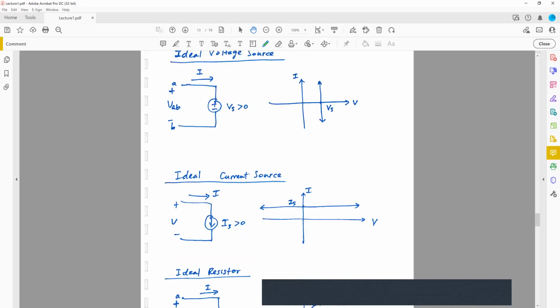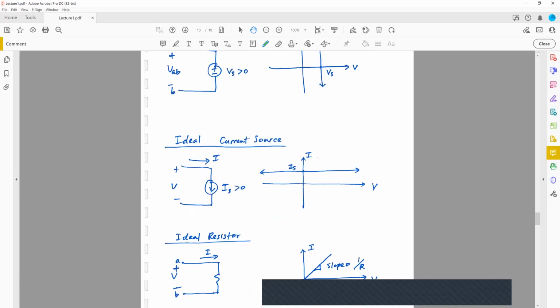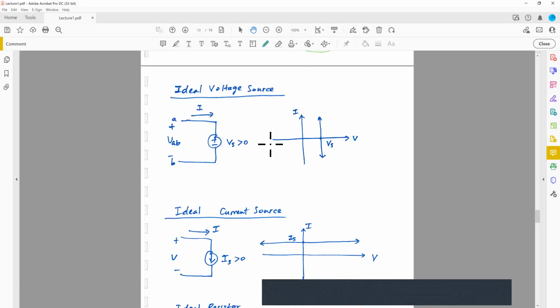Okay, so this slide basically summarizes what we discussed for the ideal voltage source, ideal current source, and ideal resistor. This is pretty straightforward. I can plot the IV curve here, I and V. For the voltage source, an ideal voltage source says that I can have whatever voltage that I specify to this voltage source.